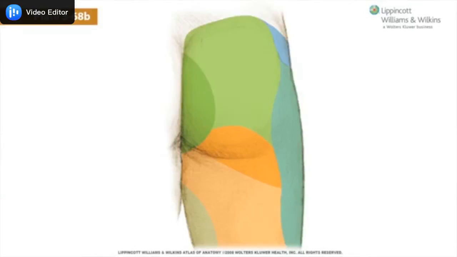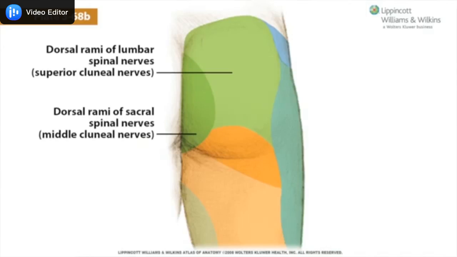To consider cutaneous innervation to the gluteal region, divide the skin into superomedial, superolateral, and inferior zones. The superomedial zone, which covers most of the skin of the gluteal region, receives innervation from branches of the dorsal rami of lumbar and sacral spinal nerves. These branches are often called the superior and middle cluneal nerves. Clunes, by the way, is the Latin word for buttocks.